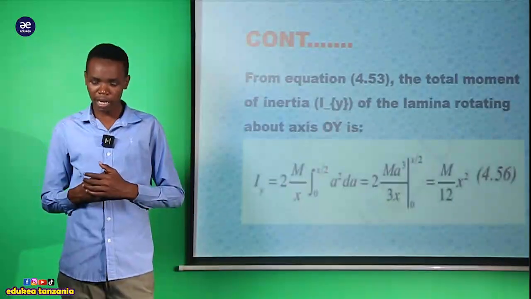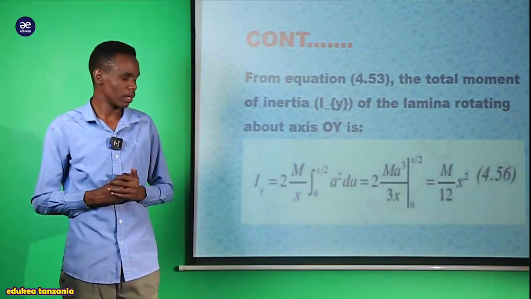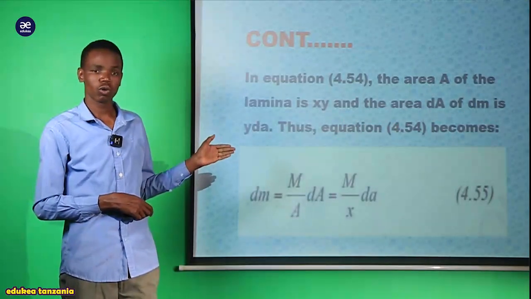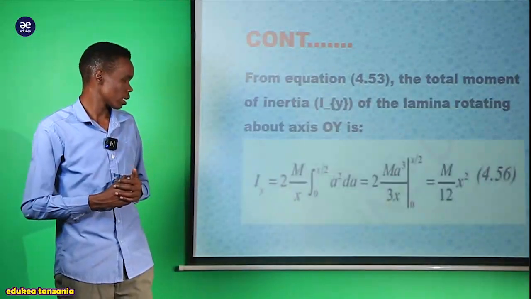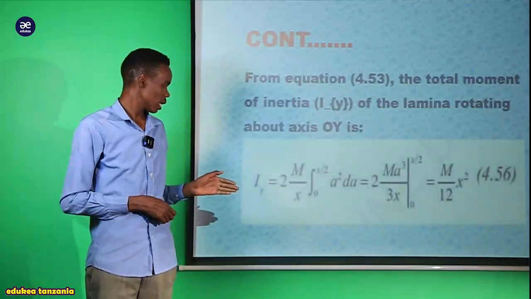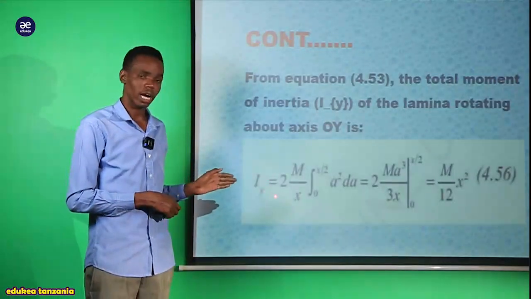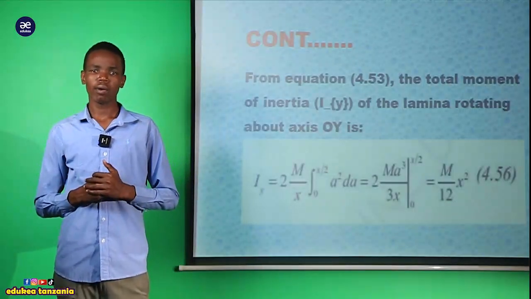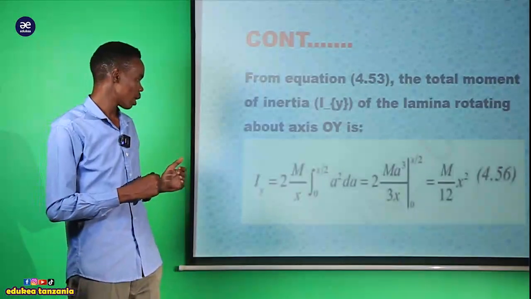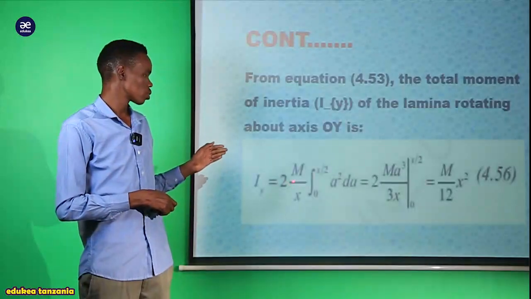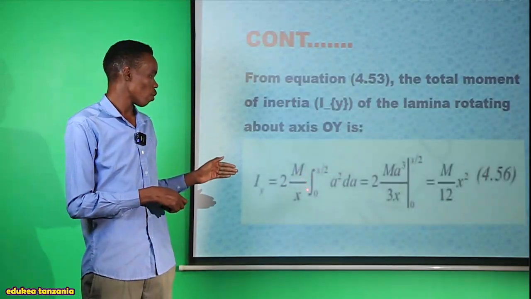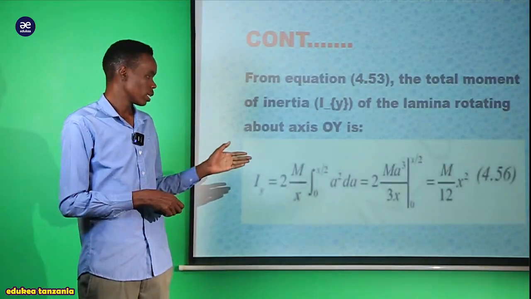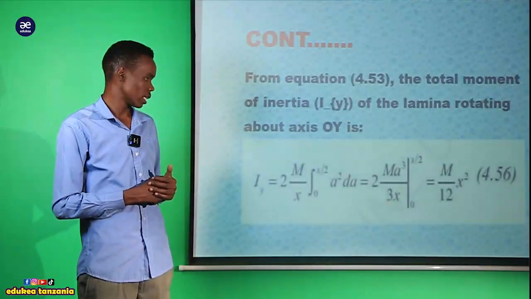So after this, my lovely student, after obtaining dA equal to y da, what should we do here? Now let us consider the moment of inertia along the y axis. The moment of inertia along the y-axis must be equal to 2 times m over x, integral from 0 to x divided by 2, times a square dA.